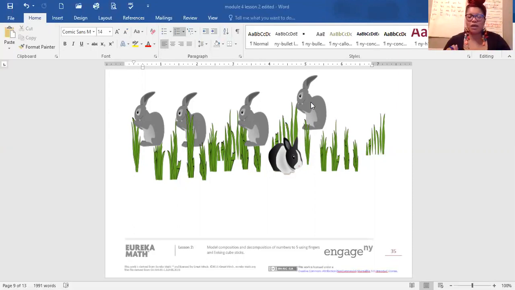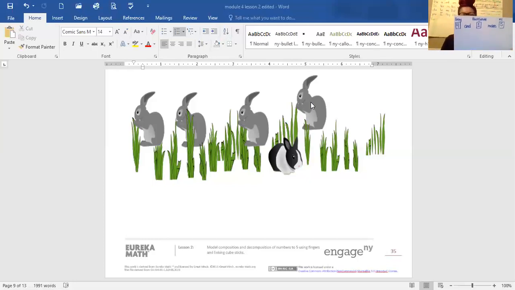How many black and white bunnies do we have? We only have 1. So we know that 4 and 1 is 5. We learned that in the penny application problem. So 4 and 1 makes 5. All right. And I'm also going to draw boxes around my numbers because if they were to write the sentence, this is what it would look like. 4 and 1 makes 5.